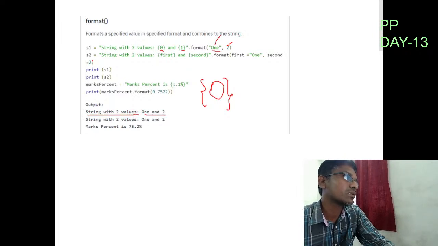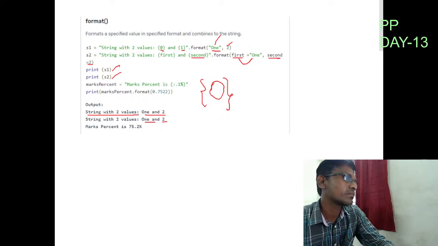So next one is s2 is equal to string with the two values, first and second. So dot followed by format, first is equal to 1. In the place of first, it will fill with the 1, and in the place of second, it will be filled with the 2. That's why I got the output: a string with the two values 1 and 2. Then I want to print s1 and s2, and I got the output 1 and 2.